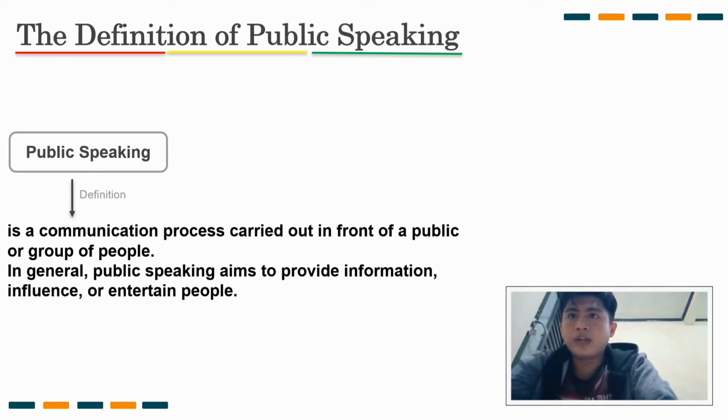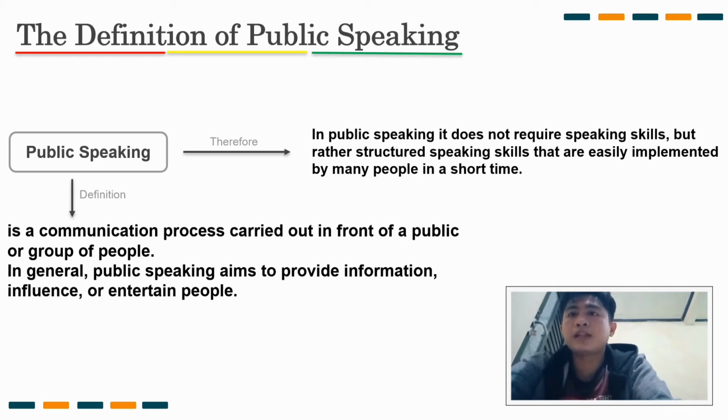First of all, we have to know the definition of public speaking. Public speaking is a communication process carried out in front of a public or group of people. In general, public speaking aims to provide information, influence, or entertain people. Based on this definition, public speaking is a procedure for speaking in public, so it must be done in a coherent and planned manner. Therefore, public speaking does not require just any speaking skill, but rather structured speaking skill that is easily implemented by many people in a short time.